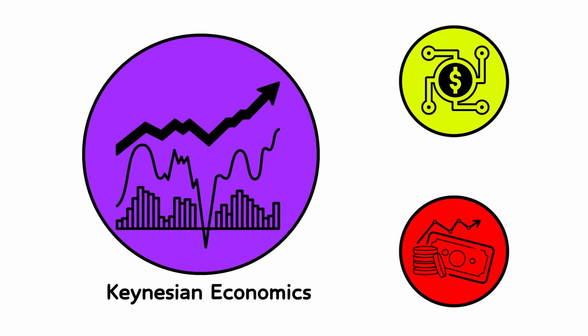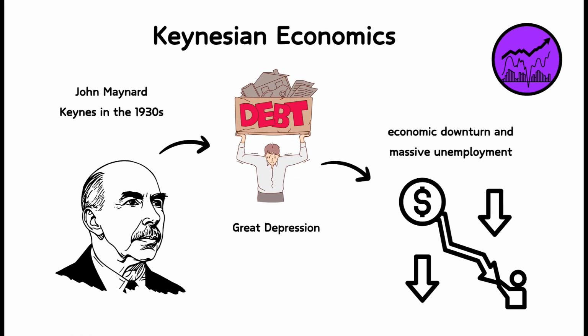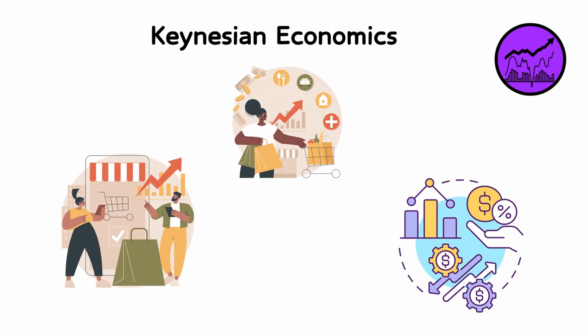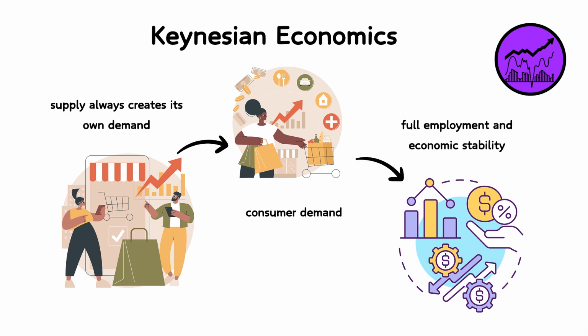Keynesian Economics. Developed by John Maynard Keynes in the 1930s, Keynesian economics emerged as a response to the Great Depression, a period marked by unprecedented economic downturn and massive unemployment. Keynes challenged the classical assumption that markets always clear, i.e., supply always creates its own demand, arguing instead that in times of economic downturn, consumer demand needs to be stimulated to achieve full employment and economic stability.